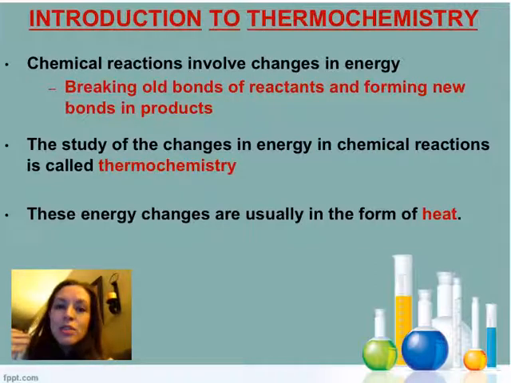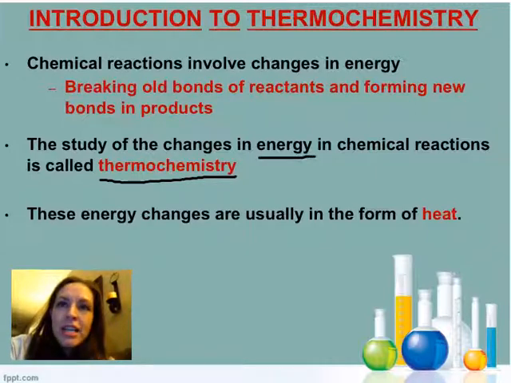Sometimes things take, sometimes things release energy. The study of the changes in that energy, that is considered thermochemistry. Thermochemistry. And notice I'm not saying changes in heat necessarily, I'm saying changes in energy. Okay? It's usually talking about heat, but we use the term energy.